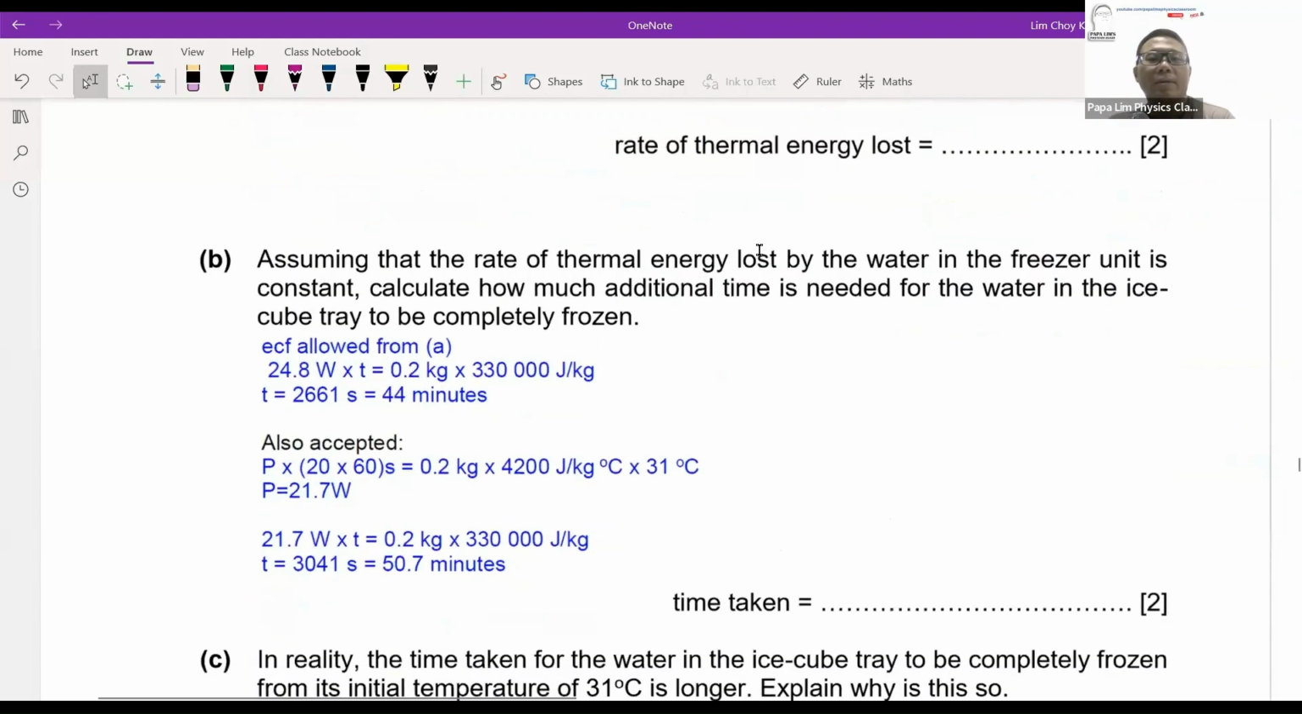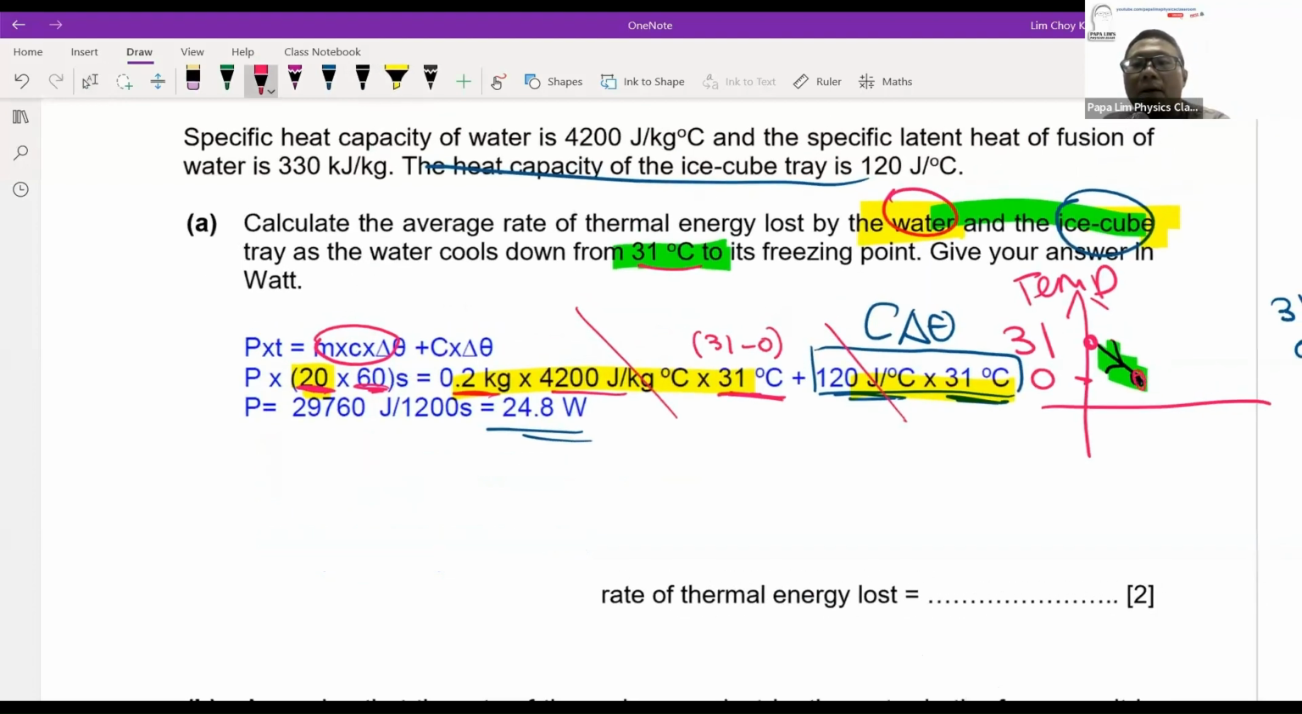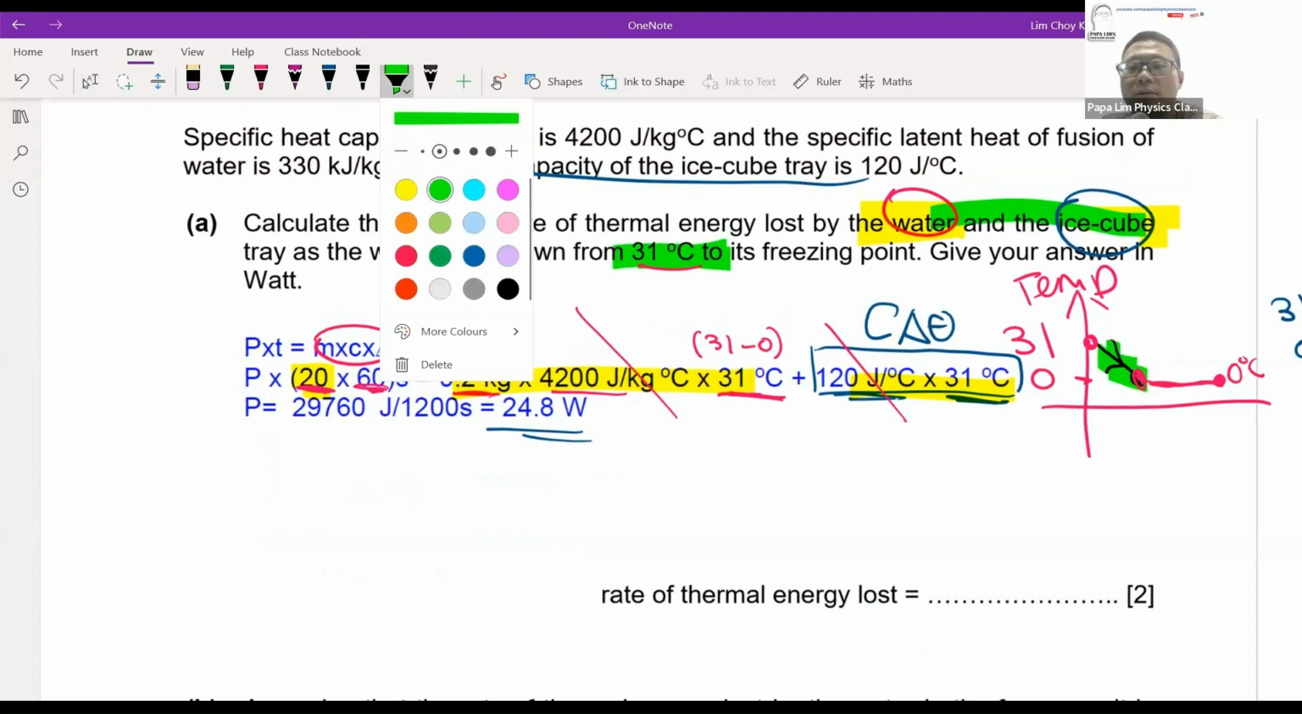Now, part B here is this. Calculate additional time needed for the ice in the ice cube to be completely frozen. Now, for the ice to freeze, completely frozen, which means that your ice cube doesn't stop here. So this is your water. For the water to freeze, I must start my freezing at 0 degrees Celsius. So which means that I have to look at the latent heat of fusion. I have to include the latent heat of fusion in the calculation now.